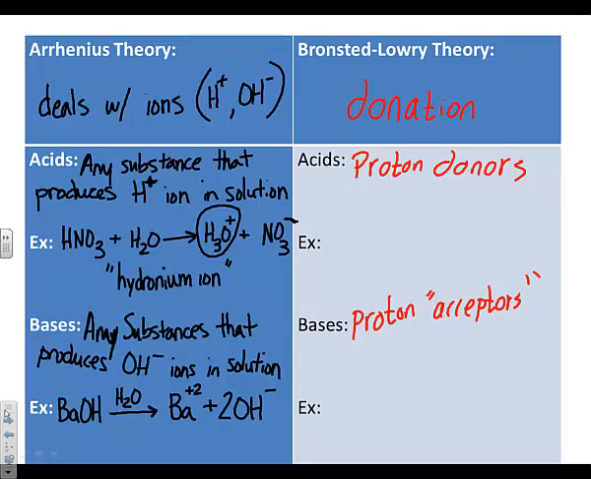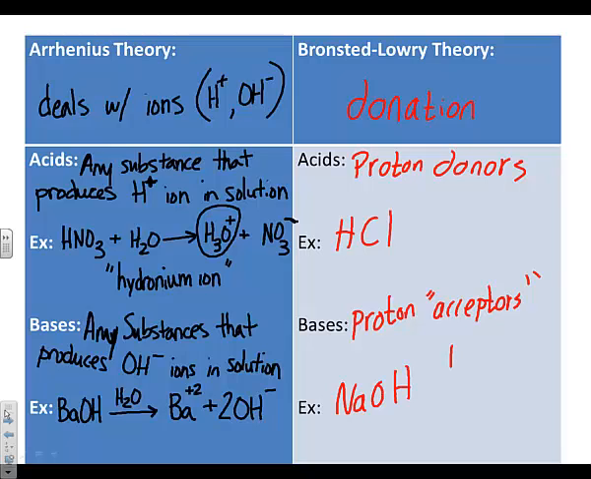Also called a neutralization reaction because water is neutral. So a good example of an acid is anything that starts with H. So let's just go with HCl. It's going to donate that proton. A good base would be our plain Jane sodium hydroxide, NaOH.